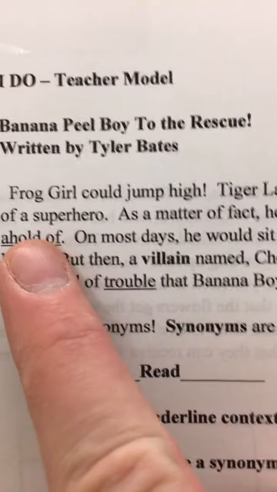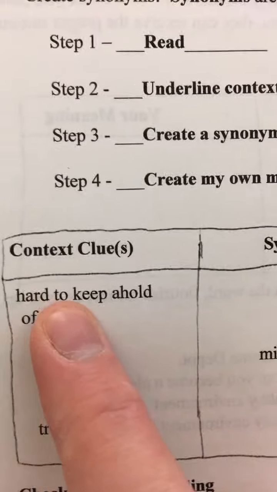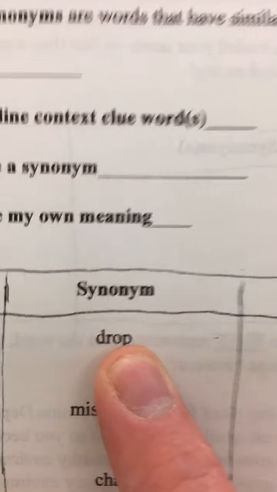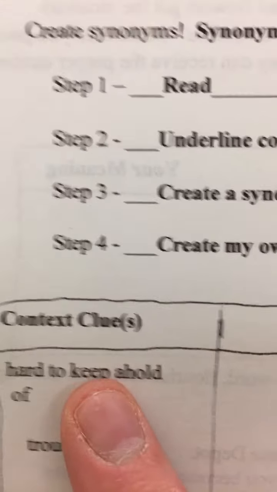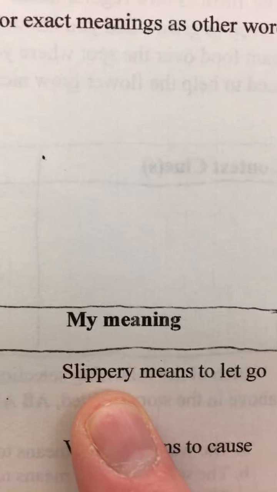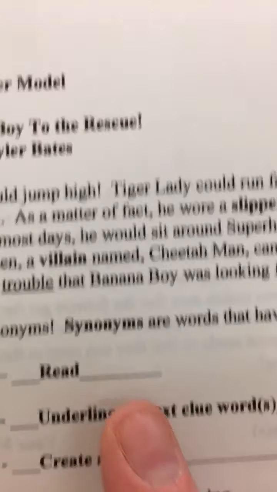I have to underline my context clue word, which I did right here, and then I'm going to come down here, I'm going to chart it. Hard to keep a hold of. I've written it down. Slide my finger across. We're not going to worry about synonyms right now. But my meaning, using hard to keep a hold of, I'm going to write my meaning. It means slippery. It means to let go. Okay? Let's come back up here.